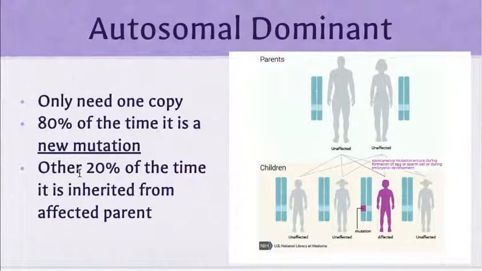The other 20% of the births in the US are because they inherit it from a parent. So let's say this kid goes on to have kids. He's got one bad, one good. His kids will have a 50% chance of receiving his mutated gene, his bad chromosome. So 50% of his kids would have the achondroplasia mutation.